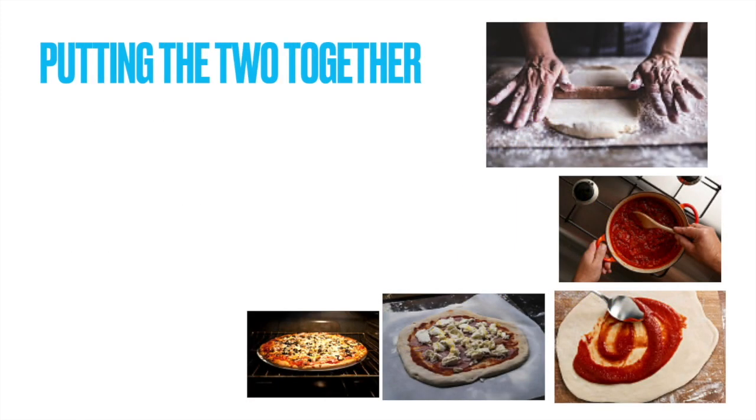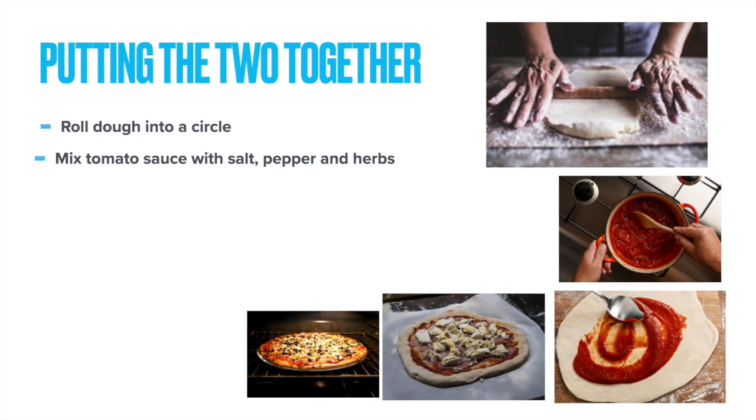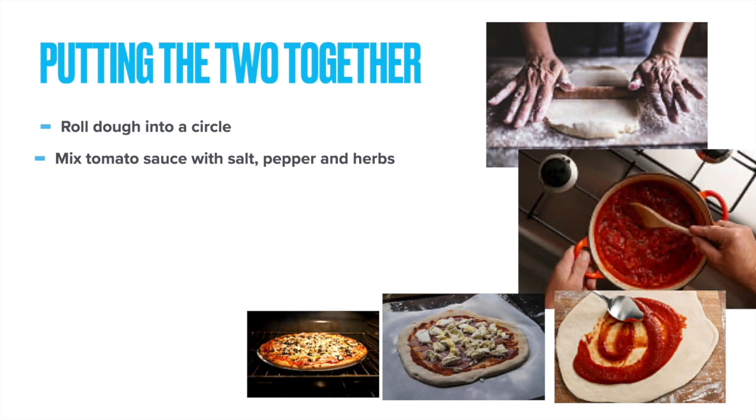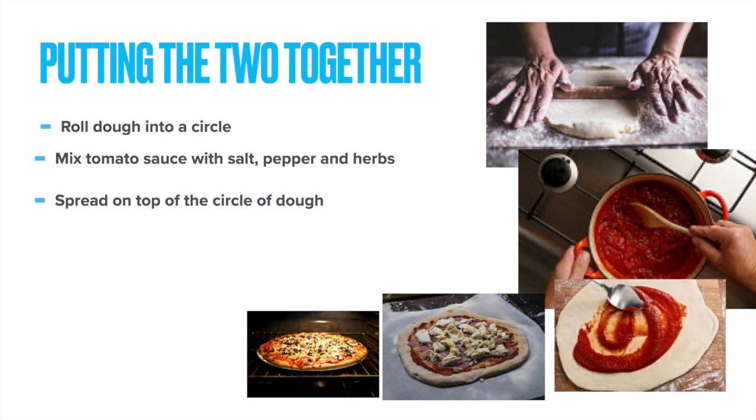Now, putting the two together. First, we roll the dough into a circle. Then, we mix the tomato sauce with salt, pepper and herbs. Then we spread the mixed tomato sauce on top of the circle of dough.